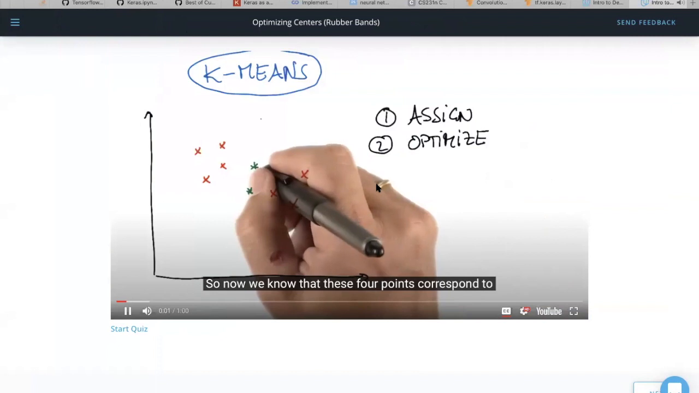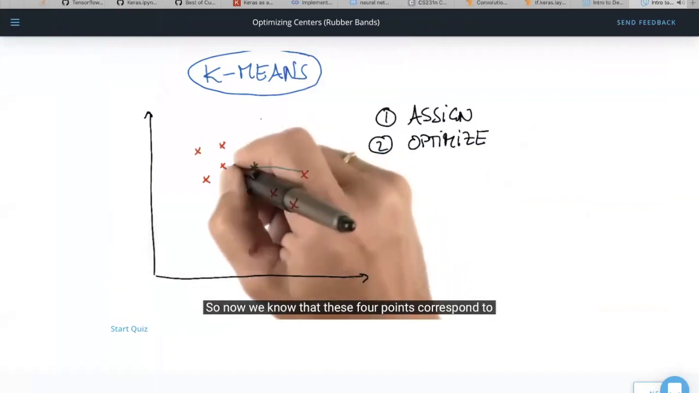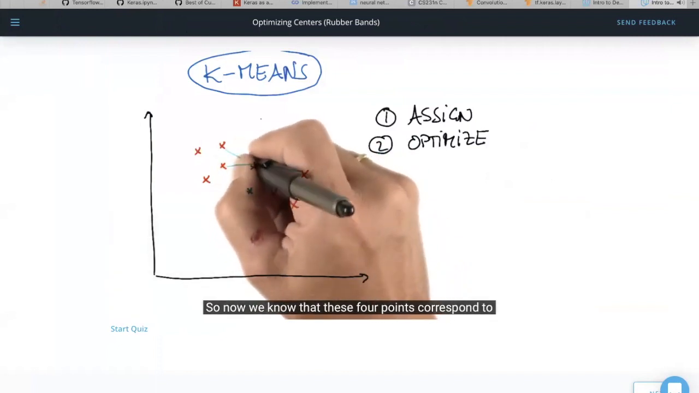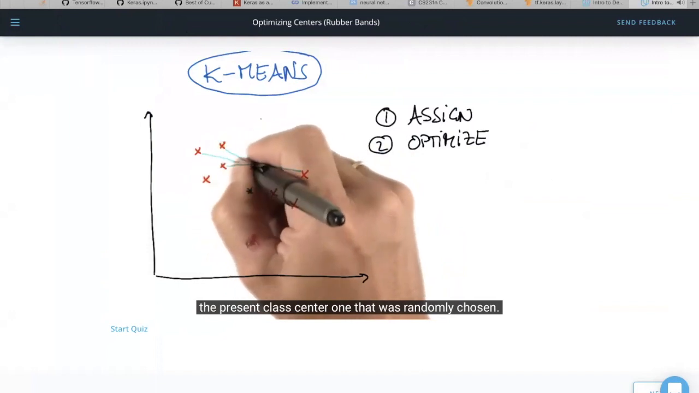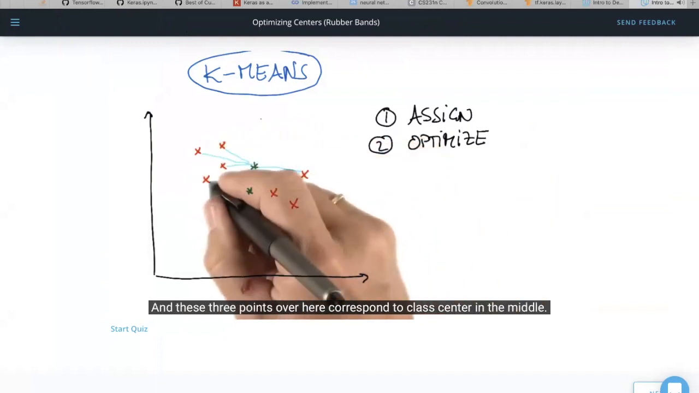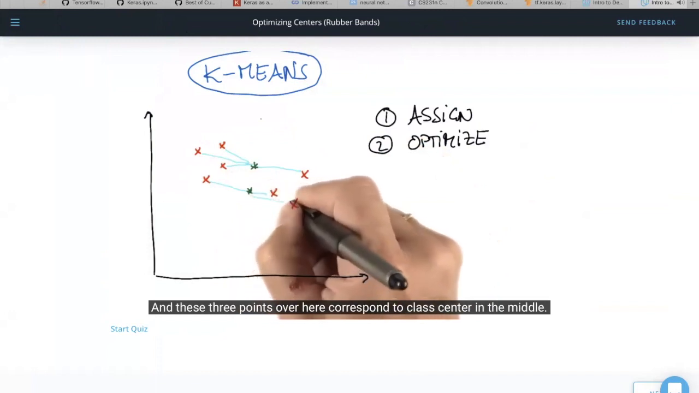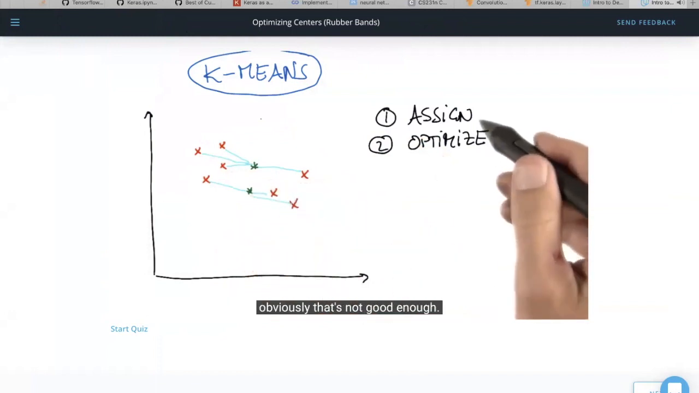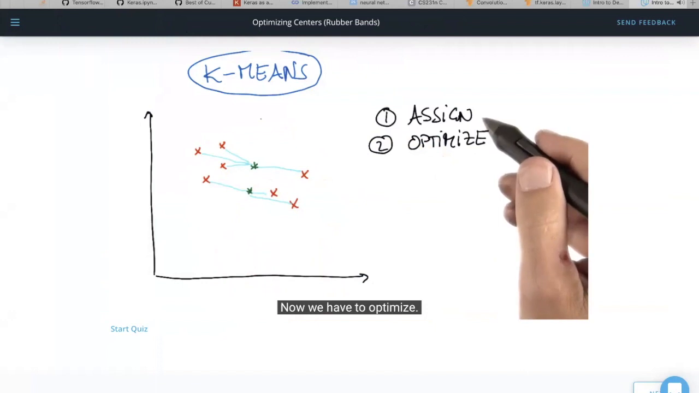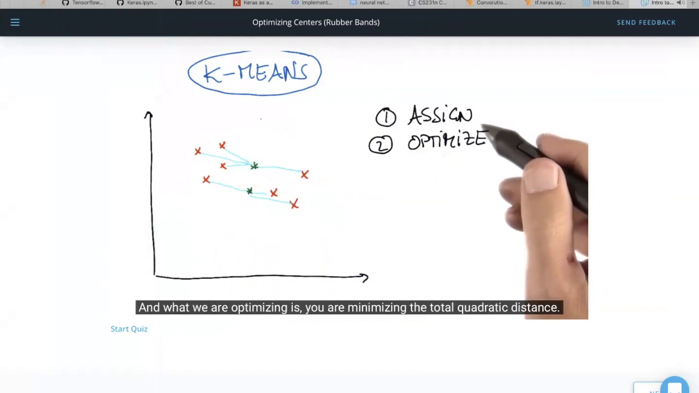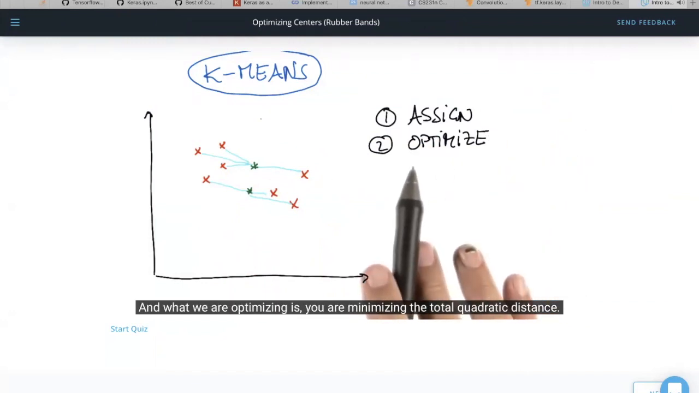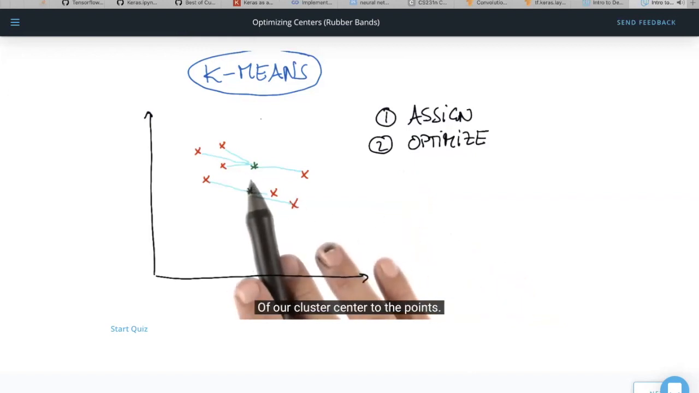So now we know that these 4 points correspond to the present cluster center 1 that was randomly chosen, and these 3 points over here correspond to cluster center number 2. That's the assignment step. Obviously, that's not good enough. Now we have to optimize. And what we're optimizing is we're minimizing the total quadratic distance of our cluster center to the points.